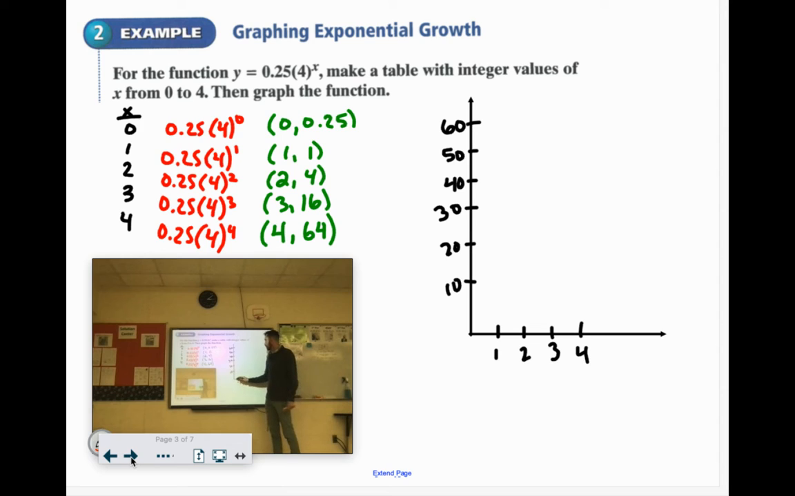So 0 and 0.25, that's way down there. We're at 1, 1, that's still way down there. 2, 4, we're about almost halfway to 10. 3, 16 will be here-ish. And then 4, 64. So a pretty steep swoop. Let's pretend like our line hit there.